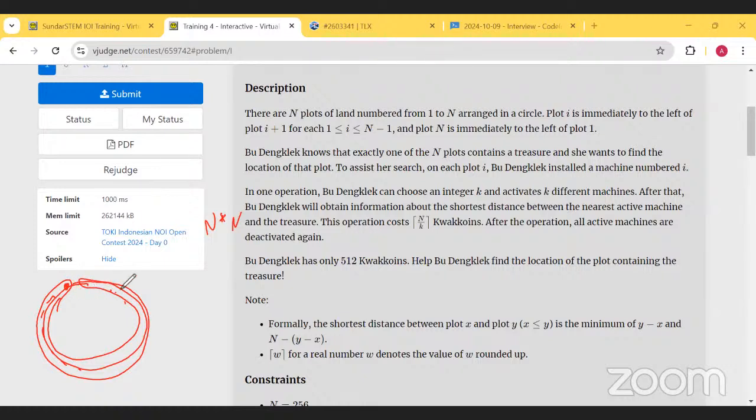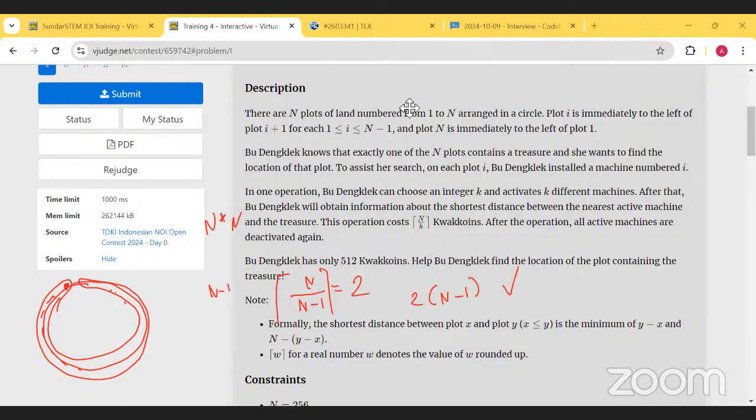Yeah, that's a good idea. Because we query n-1 locations, the cost is 2 coins. And because in the worst case we have to query at least n-1 times, right? So the total cost is 2 times n-1. So we can get partial points from this.